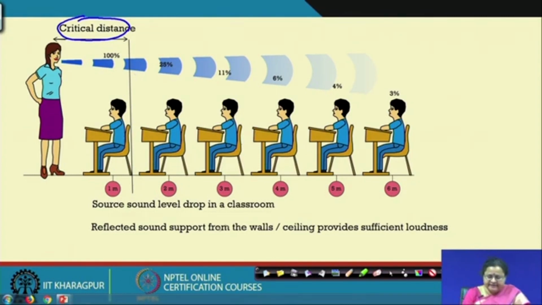So, the reflected sound support from the walls or from the ceilings should be sufficiently loud, so that the last person here can actually get the sound. So, if you keep absorbers here and there and every sound is getting absorbed, then your sound cannot reach this person. So, we have to be very careful while we are designing the classrooms.